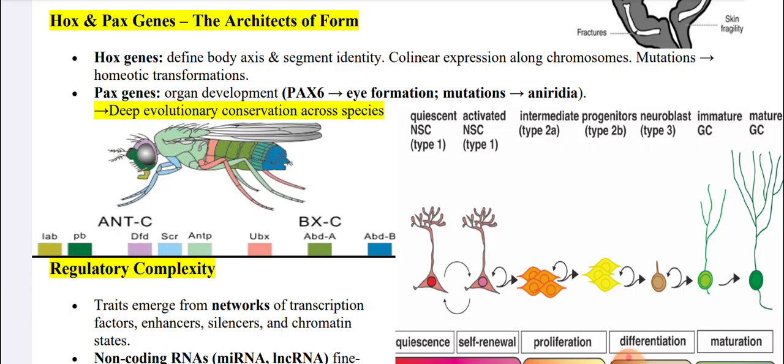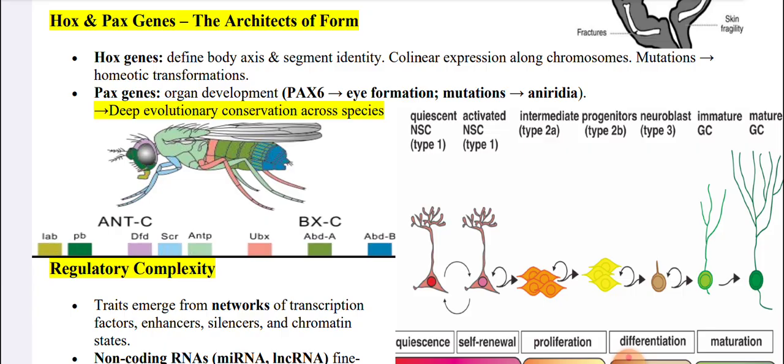They do. The order of the Hox genes lined up along the chromosome remarkably mirrors the order in which they are turned on along the developing embryo's body axis. Gene 1 affects the head, Gene 2 the next segment, and so on. It's incredibly elegant. And mutations in Hox genes can have really dramatic effects. Oh yeah, they can cause homeotic transformations, where one body part develops looking like another.